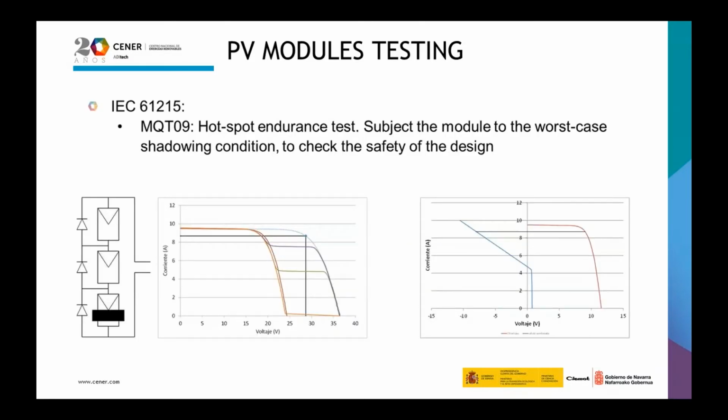The next test is the MQT09, the hotspot endurance test. The purpose of this test is to determine the ability of the module to withstand hotspot heating effects provoked by faulty cells, mismatch among the cells, shadowing or soiling. Here we have to expose the module under the worst shadowing condition to check that the bypass diodes and any other artifact to protect the module is working properly.